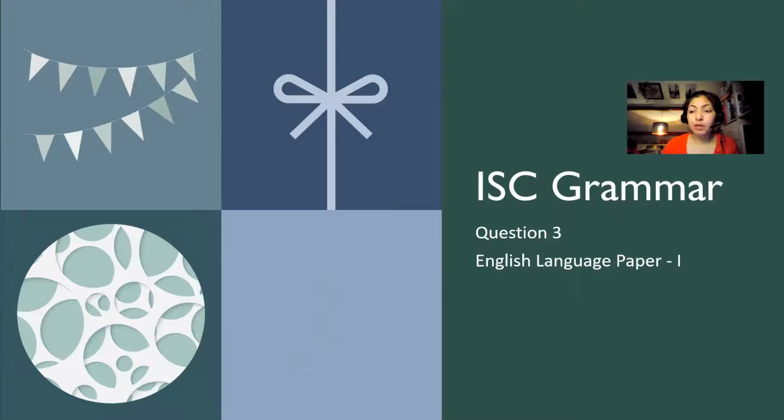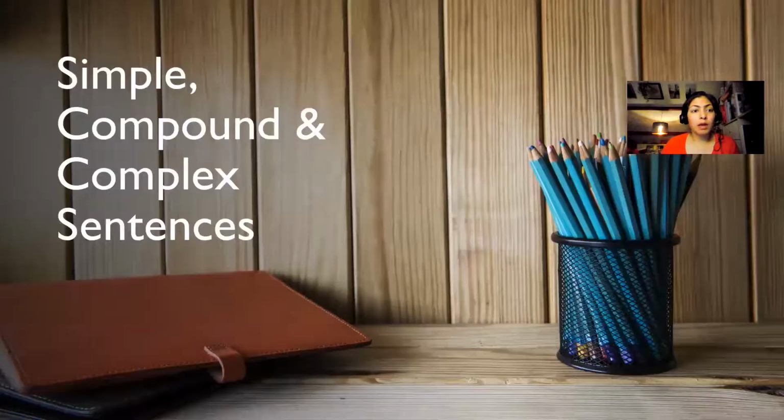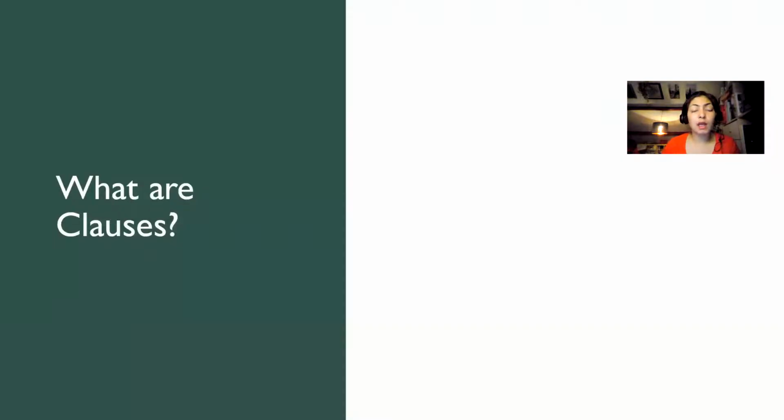So the very first example was on simple, compound, and complex sentences. So this is why I'm going to do this first. Right. So we are going to do transformation of sentences. And in particular, simple, compound, and complex sentences. Now, before we do this, we need to understand a few basic things. Otherwise, we will not be able to understand the concept of simple, compound, or complex sentences.